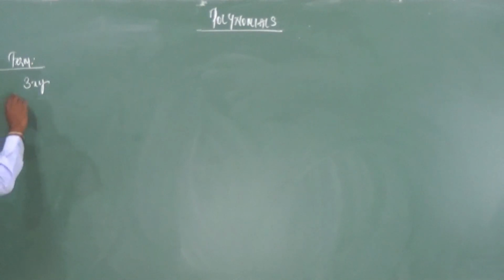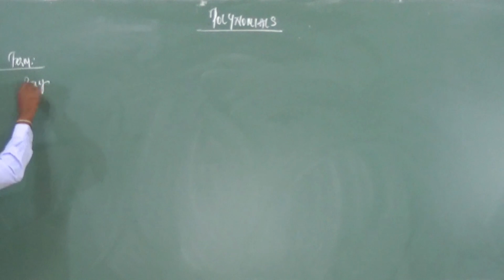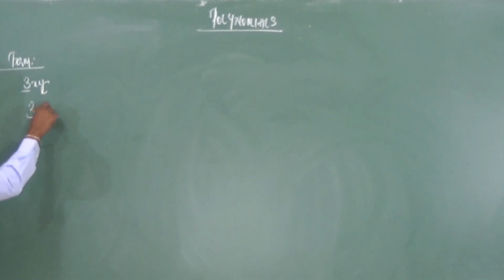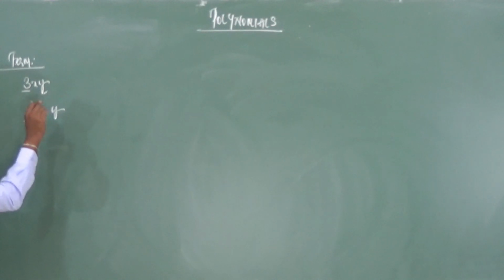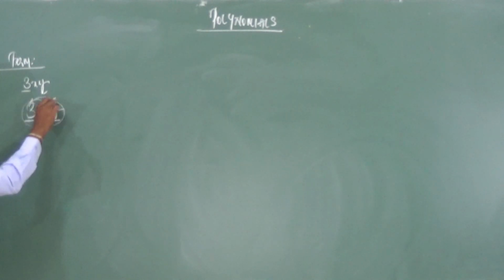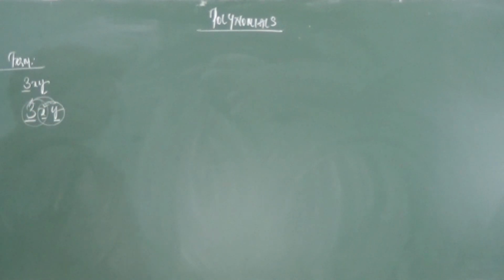That's called a term. So here 3 is called the numerical coefficient of x and y. In the sense, the coefficient of 3 is xy, the coefficient of x is 3y, the coefficient of y is 3x. So this is how we can go. For example, I will write once again: the coefficient of 3 is xy, the coefficient of x is 3y, the coefficient of y is 3x, and the coefficient of 3x is y, the coefficient of xy is 3, the coefficient of 3y is x. So in different ways you can go with this.